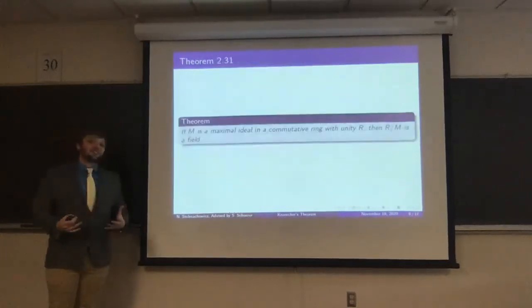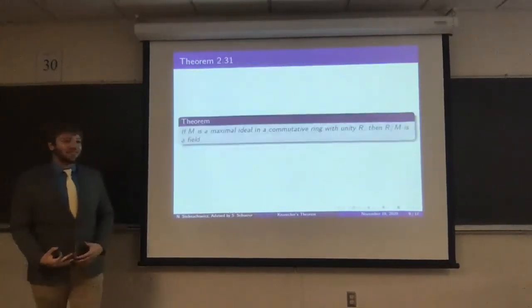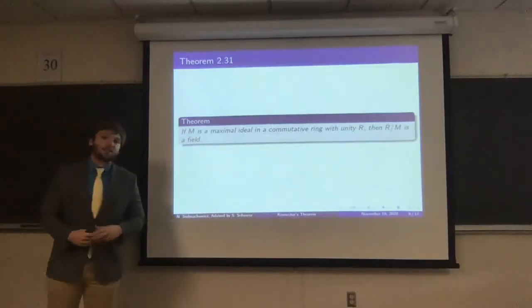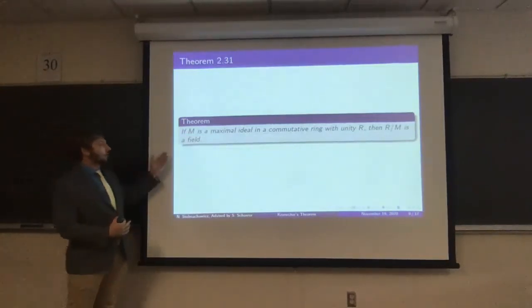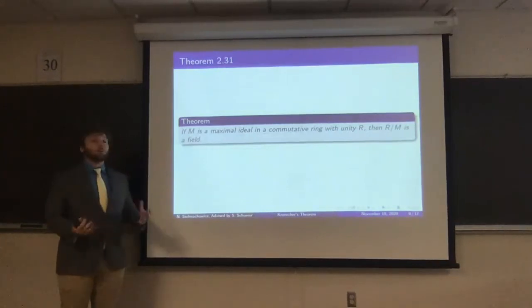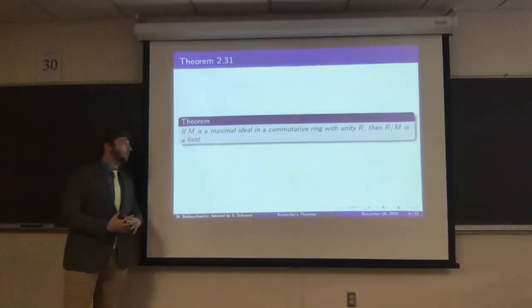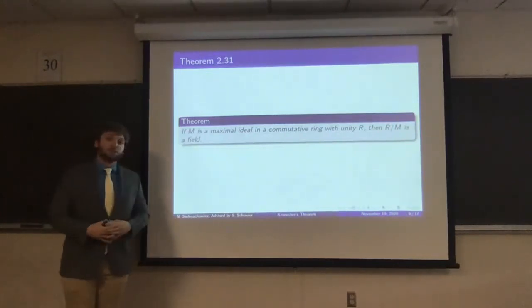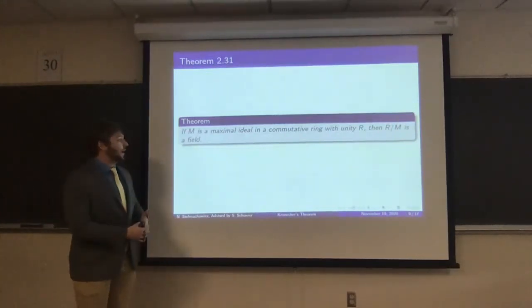Because that was a mouthful and there's a whole lot of different things we have to prove, I just wanted to highlight 2 of the theorems. Our first one is probably what I would think to be the most critical theorem: if M is a maximal ideal in a commutative ring with unity R, then R mod M is a field.